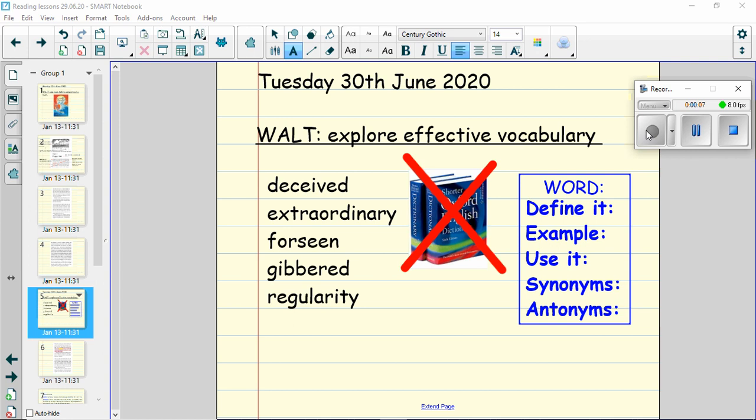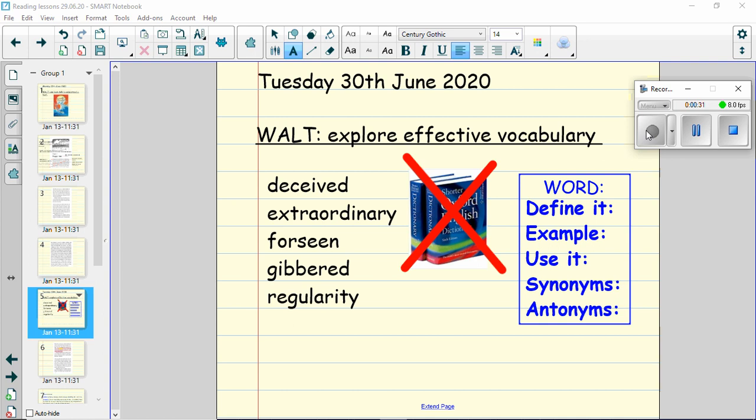Now, I have already had some children emailing me to say how excited they are about this text in reading, and they have even said they are definitely going to read the book once we have finished picking it apart this week. So I am so pleased. I knew you would all absolutely love it, so that's fantastic. Well done if you're getting really into it this week.